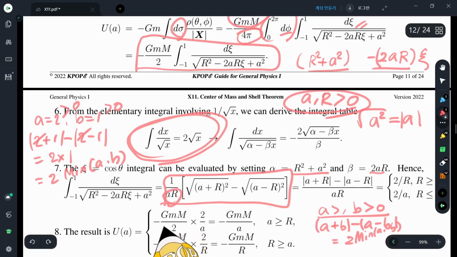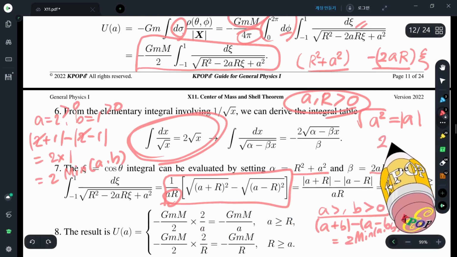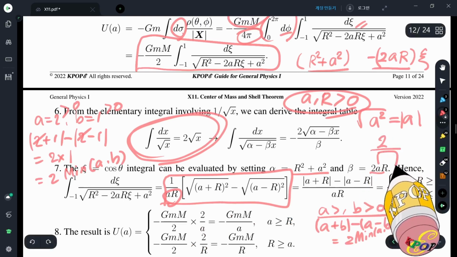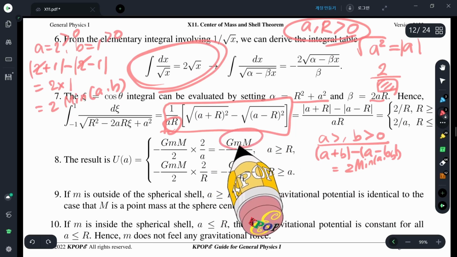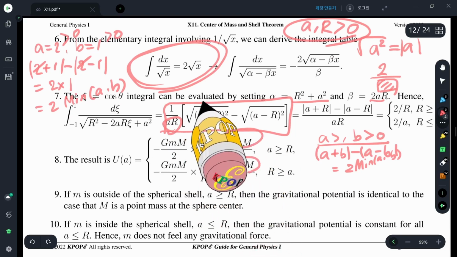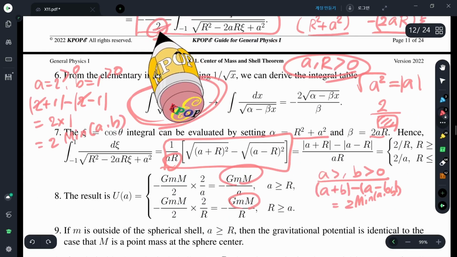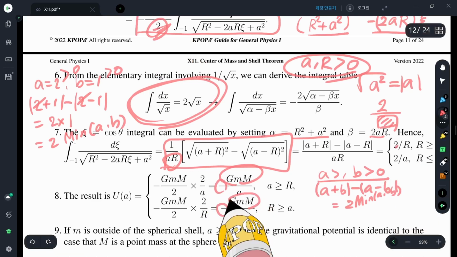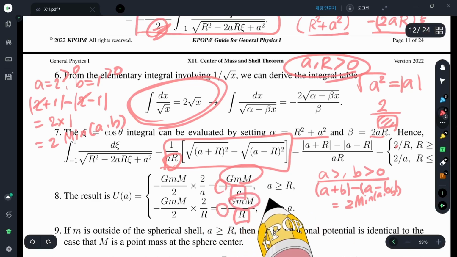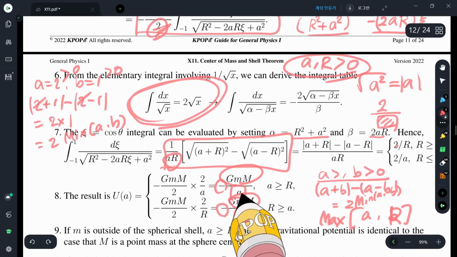Because we have ar in the denominator, the final result is 2 times the smaller radius. The overall factor is G M m, and there was a 1/2 overall factor. That these two and these two cancel. Finally, minus G M m over the denominator, which is the bigger one. Among a and R, the maximum appears in the denominator.